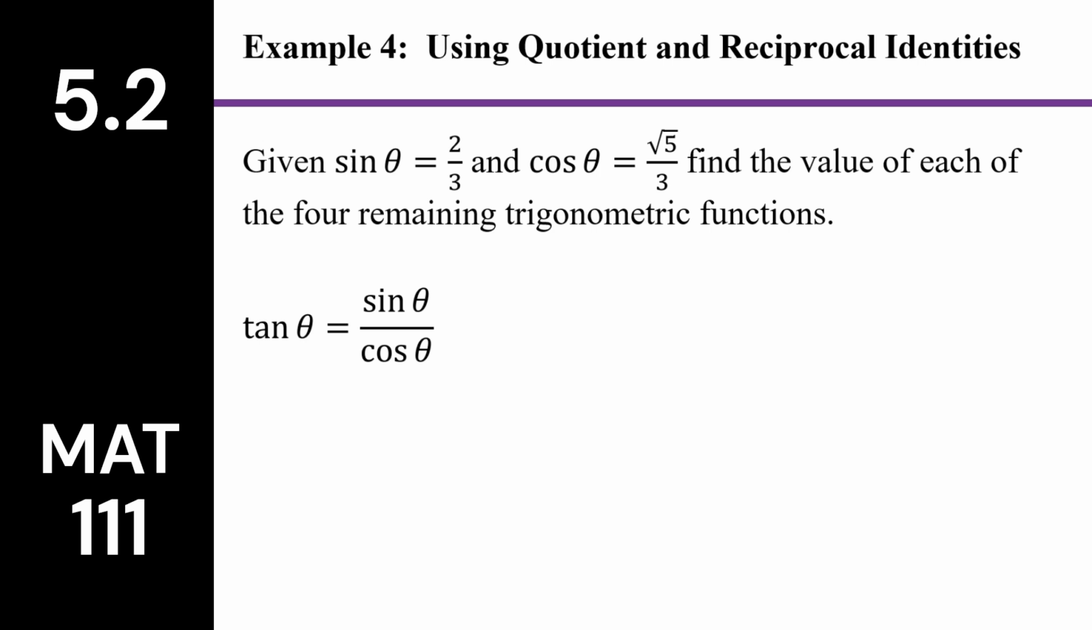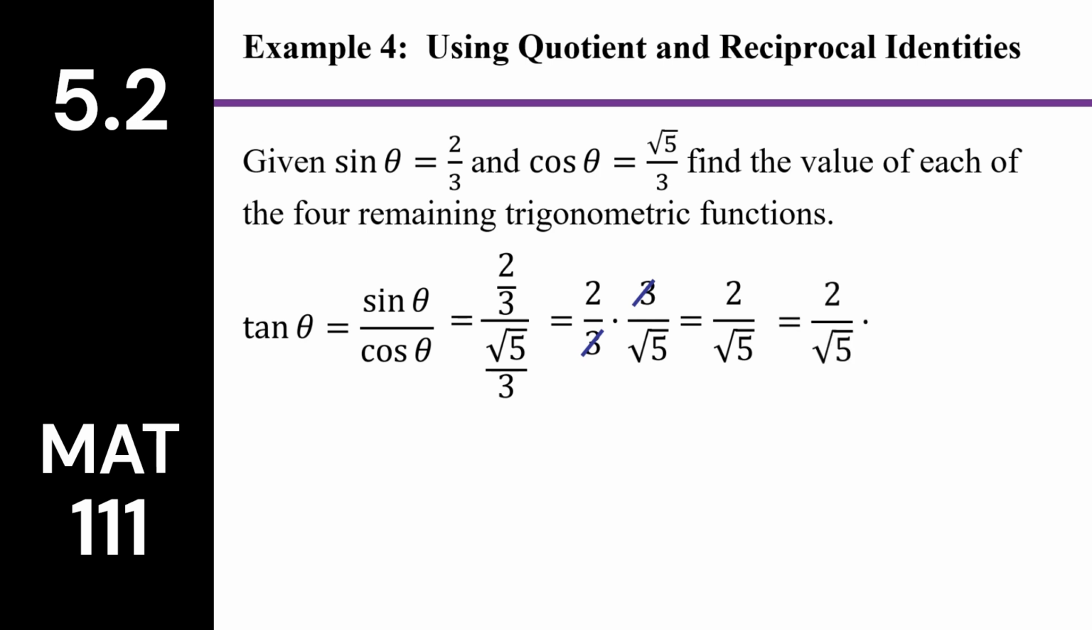Let's start with tangent being sine over cosine. Sine is 2/3. The cosine is radical 5 over 3. To reduce this complex fraction, we take the top fraction, and instead of dividing it by the bottom fraction, we'll multiply it by the reciprocal of the bottom fraction. The 3's cancel. That gives us 2 over radical 5. We can't leave a radical in the denominator, so we'll multiply top and bottom by 1, which is radical 5 over radical 5, giving us 2 radical 5 all over 5.